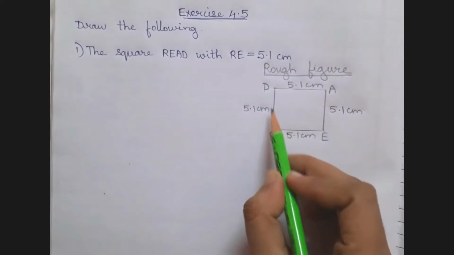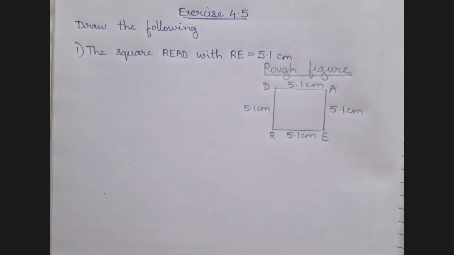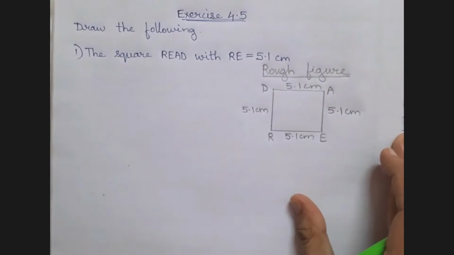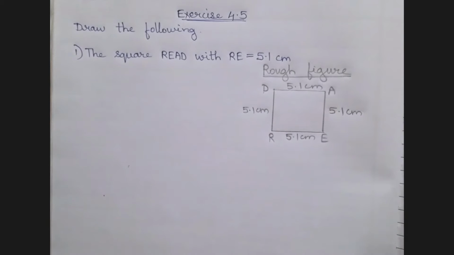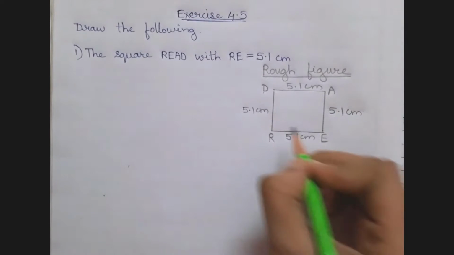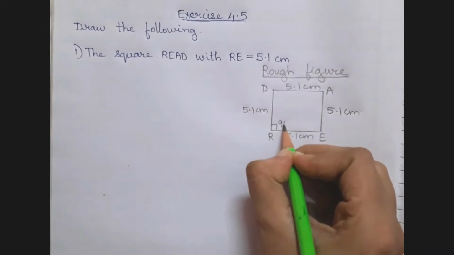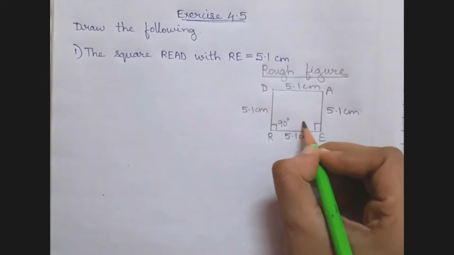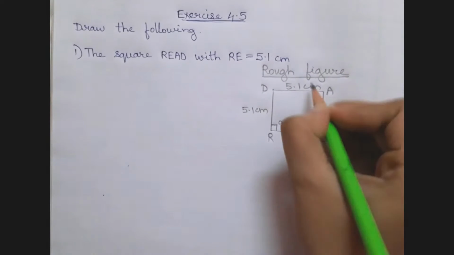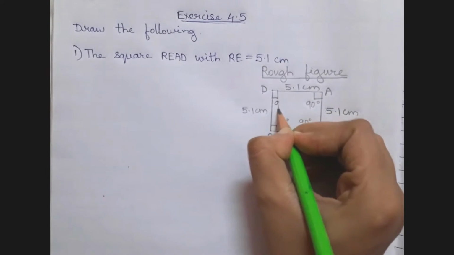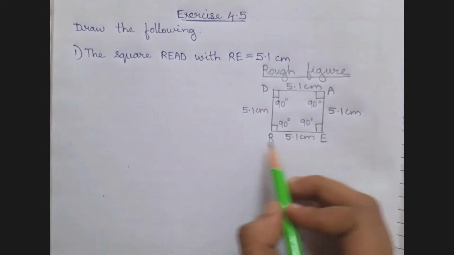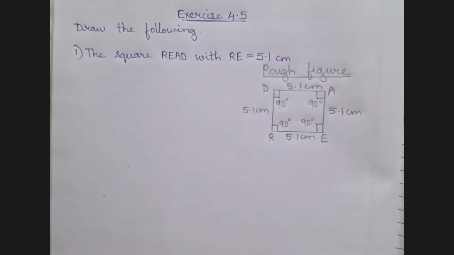So now we have all the sides of this figure. Now one more thing we know about the square, that all angles of a square are right angles, that is they make an angle of 90 degree. So each angle is a 90 degree angle. So this is also 90 degree. So here we have all the sides as well as all the angles of this square. So we will begin with our construction.